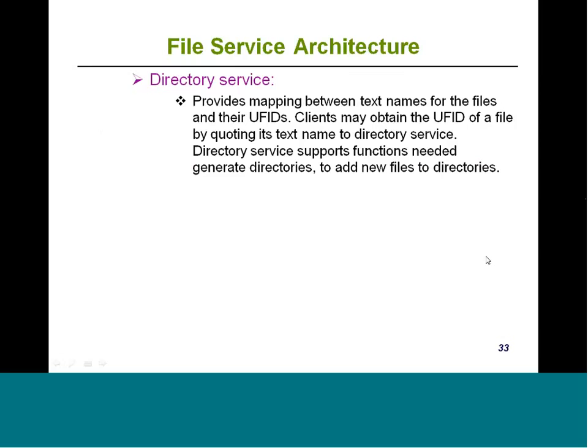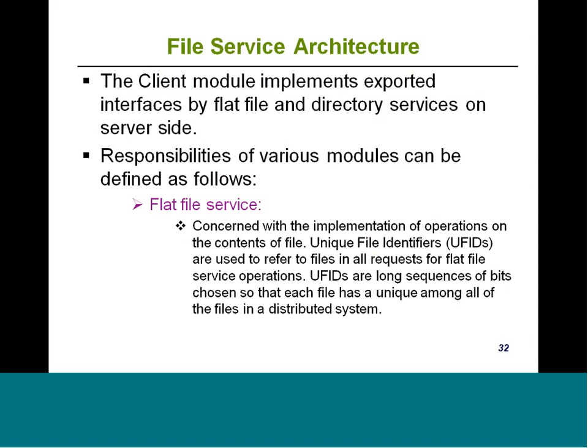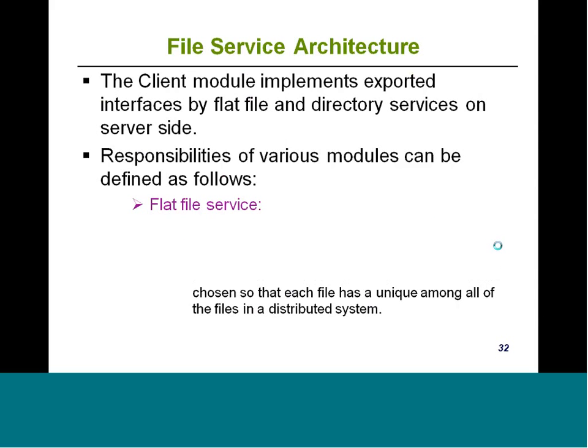So the directory service provides the mapping between the text names of the files and their UFID. The client may obtain the UFID of a file by quoting its text name to the directory service, and these are all one-to-one mappings. So that's the uniqueness of the flat file service, which is not very interesting. And as you can see, the UFID can be a long sequence of bits because we need to map all the files in the file system with unique identifiers, which is kind of an arduous task anyway.